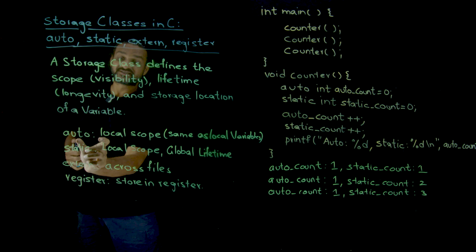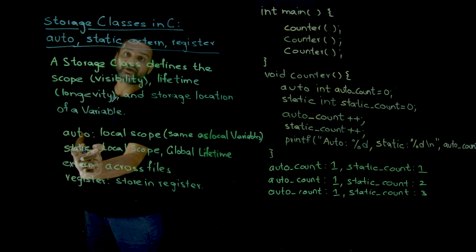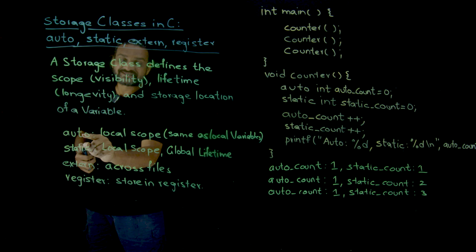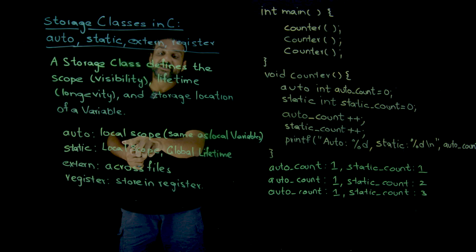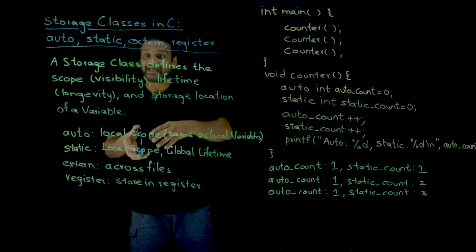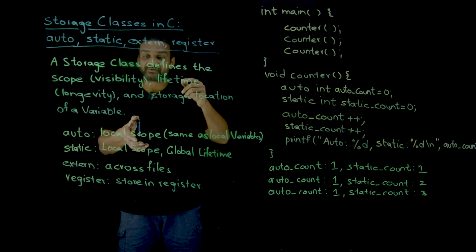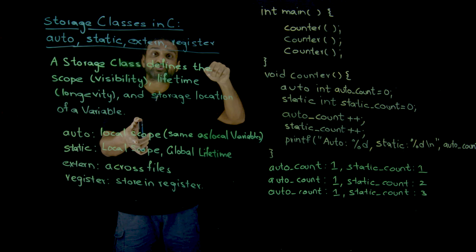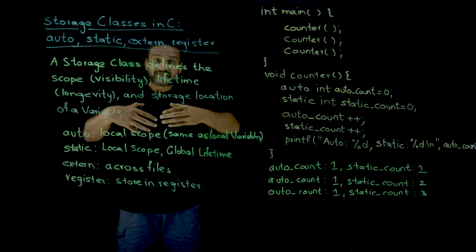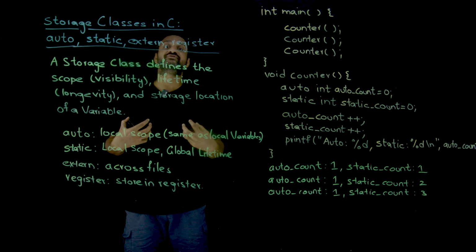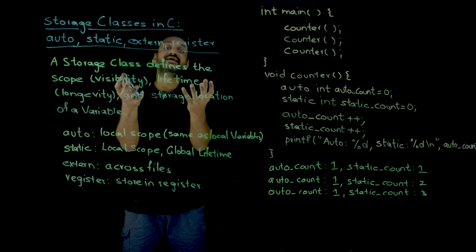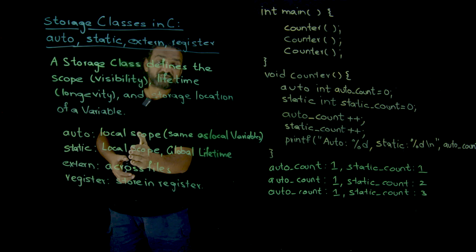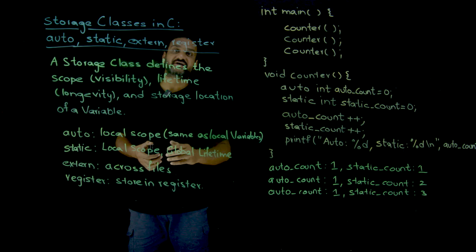And the next one is static variable, a very important storage class. By defining a variable as static, we are going to get a local scope. Means the visibility of the static variables is going to be local to that function call. Means if the function is getting executed, then only that variable is visible. And along with that, we are going to get a global lifetime.